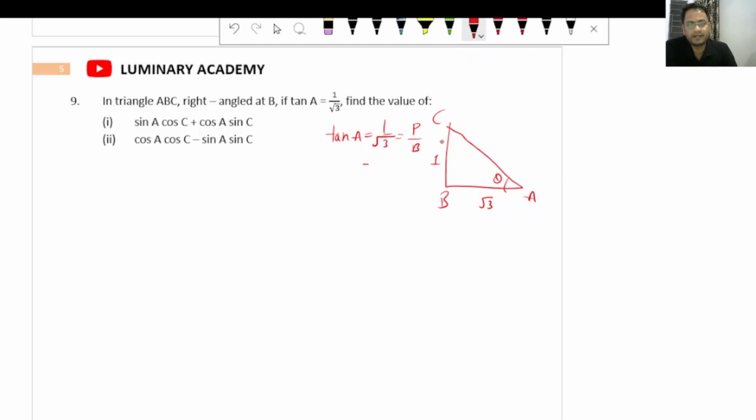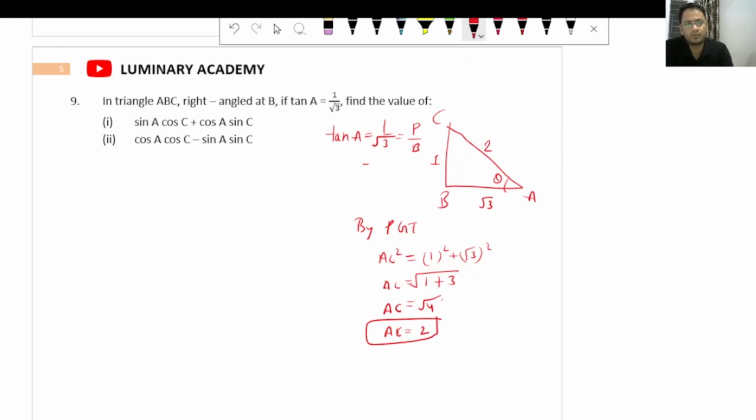Now you need to find AC first. So by PGT, how can you find it? Very easy. AC square is 1 square plus root 3 square, so it is 1 plus 3. So AC is equal to under root of 1 plus 3, so under root of 4, because we need to find AC, not AC square. So AC will be equal to 2. So we got the value as 2.